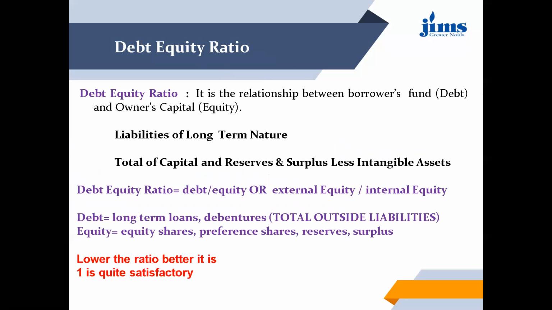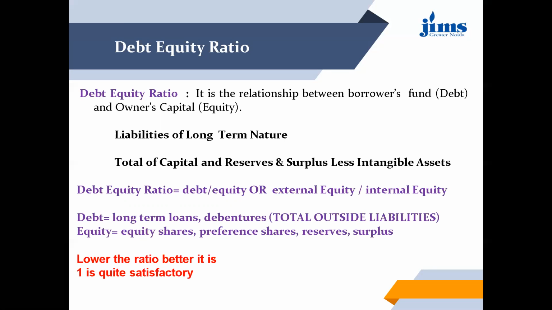Now the next ratio is debt equity ratio. Debt equity ratio means the relationship between debt and equity. Debt means long-term funds, equity is the capital of the firm. So all the long-term nature liabilities would be there in the debt equity ratio. So debt upon equity, debt would be any long-term loans, debentures, that means outside liabilities, and equity is again the equity shares or preference share capital, reserves and surplus.